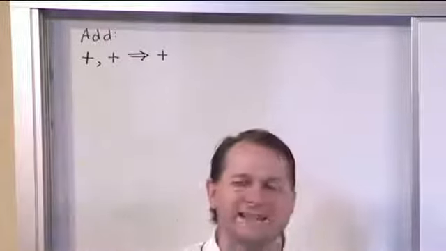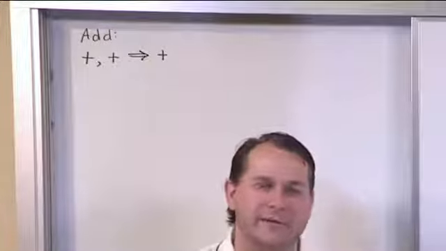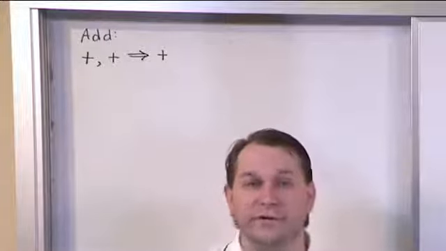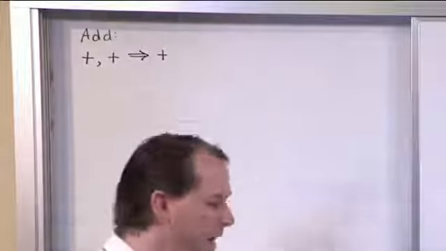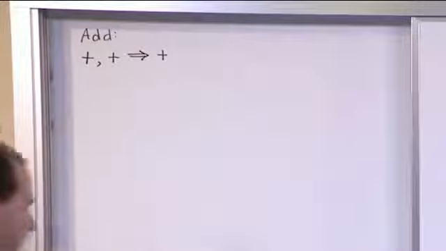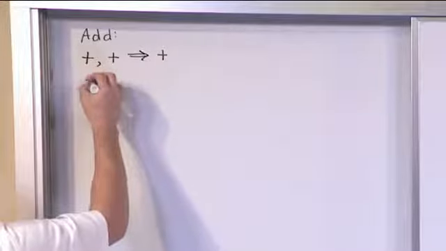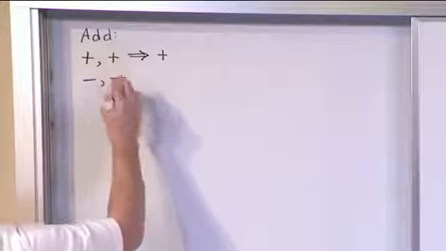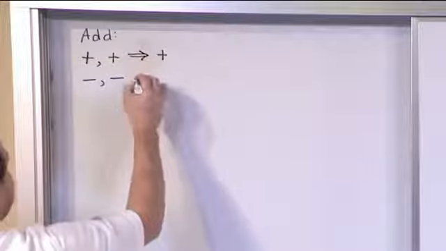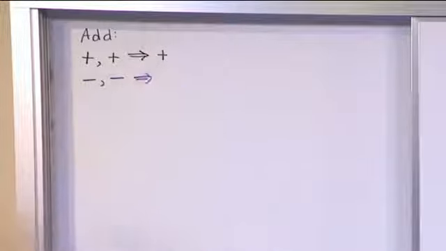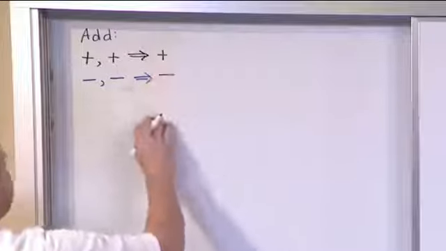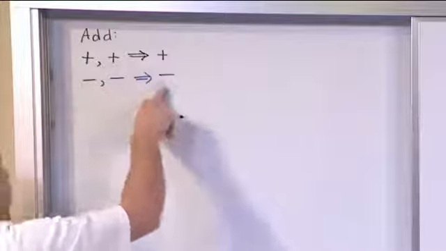So when you have a positive number and you're adding it to a positive number, you do it exactly as you've always done addition, your whole life. So that's not anything new. Now let's look at a different case. Let's say I have a negative number and I'm adding it to another negative number. What am I going to get? What is the sign of the answer going to be? The sign of the answer in that case is going to be negative. Negative plus negative is always going to give you negative.